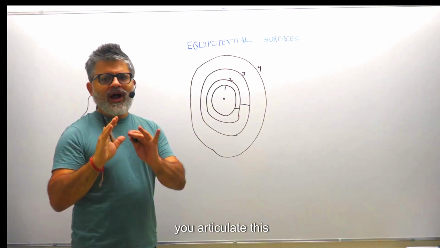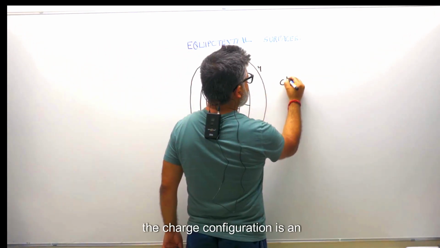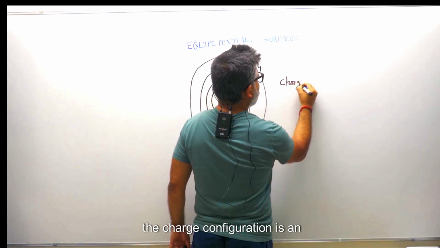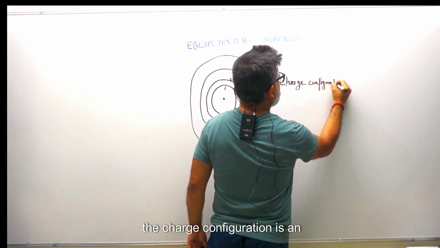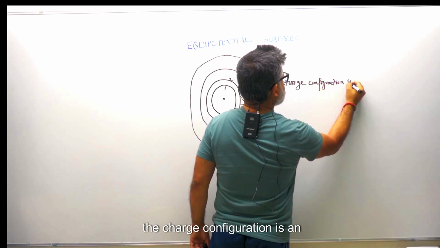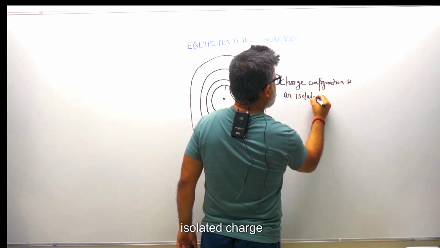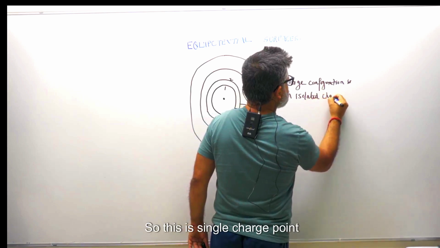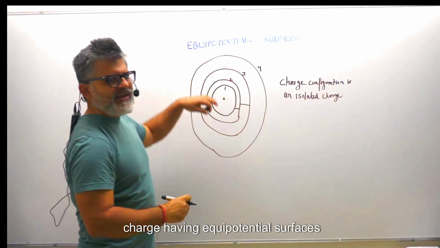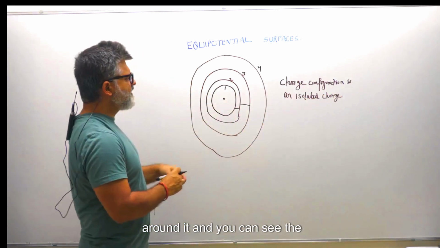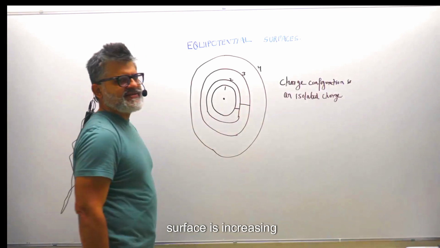So how do you articulate this? We will say the charge configuration is an isolated charge. So this is a single point charge having equipotential surfaces around it, and you can see the distance between the equipotential surfaces is increasing.